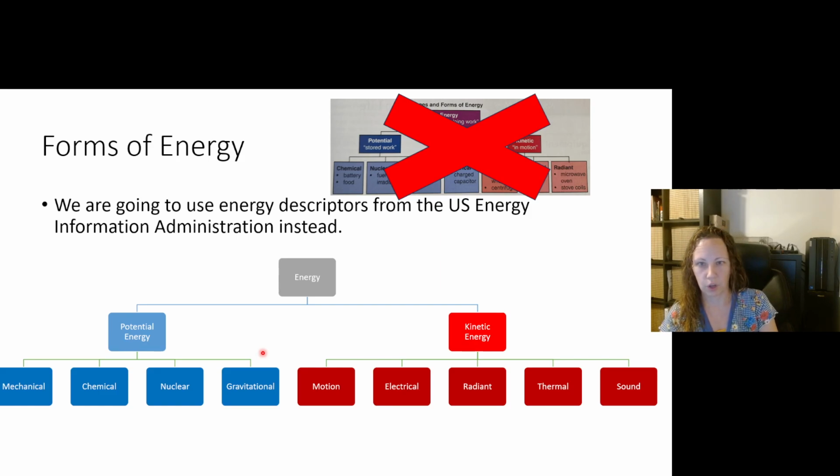Okay, so on page 119, there is this figure on the top of the page. And you can see my nice big X because we are not going to use this. I don't like the way that they have this broken down. I think a lot of it is pretty incorrect. And so what we're going to do instead is use energy descriptors from the U.S. Energy Information Administration instead. So there are more for you to learn, but I think it will be more simplistic and really just make more sense.